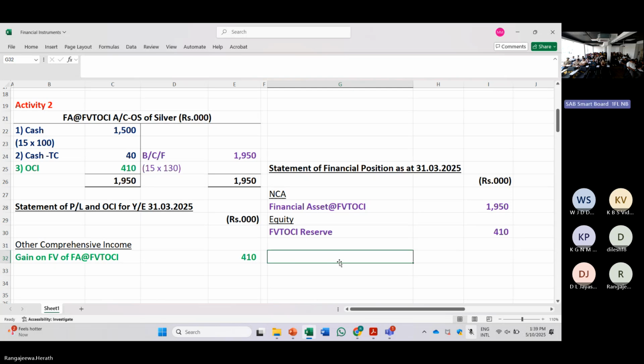It's the same as the revaluation surplus that we present in other comprehensive income, accumulated in the revaluation reserve. So here we have a separate other comprehensive income line item named gain on fair value of financial asset. So we have a separate reserve, fair value through OCI reserve, in equity. Any question?